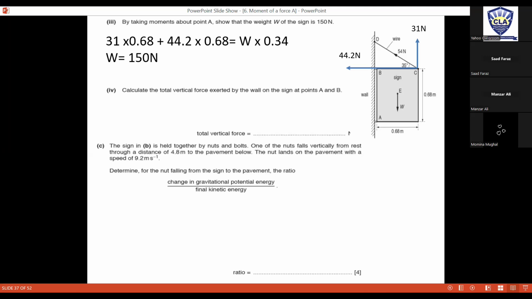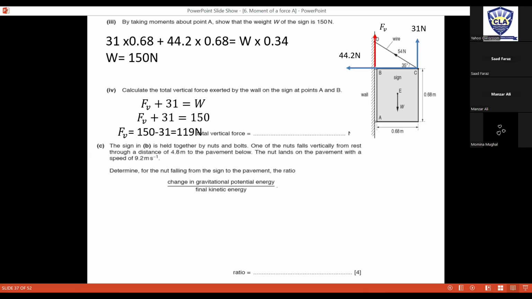Calculate total vertical force exerted by the wall on the sign at points A and B. Total vertical force. Upward forces should be equal to downward forces. F vertical plus 31 should be equal to weight. Weight we have already calculated. So F vertical will be 150 minus 31, which comes out to be 119 newtons in this case.